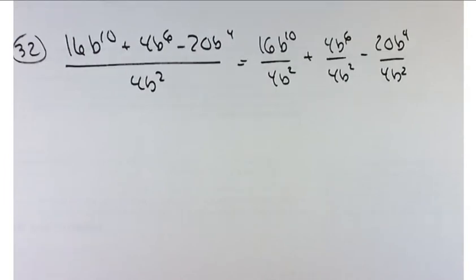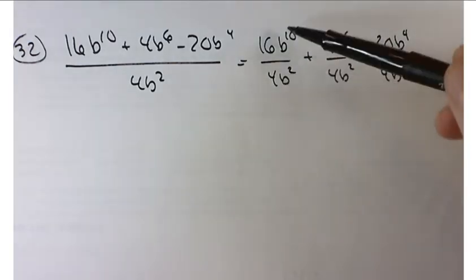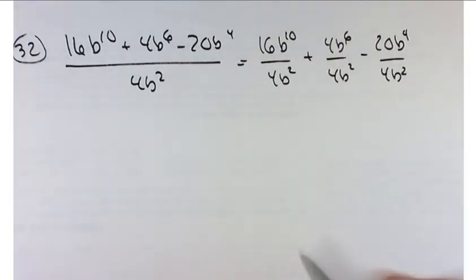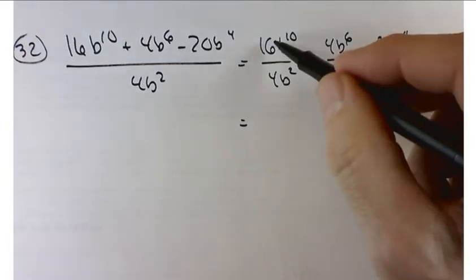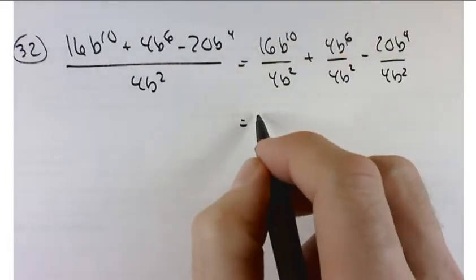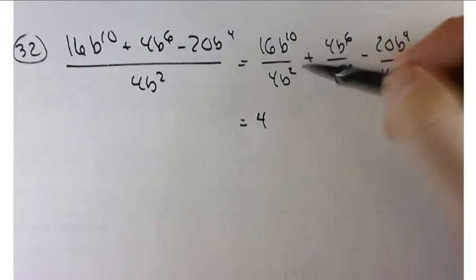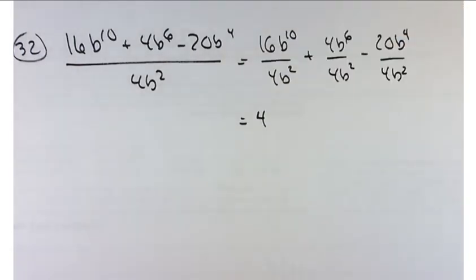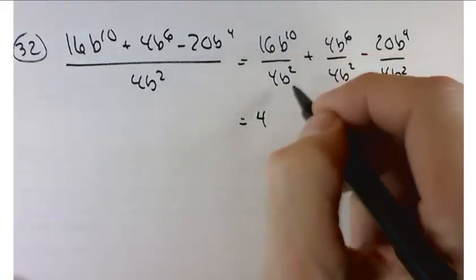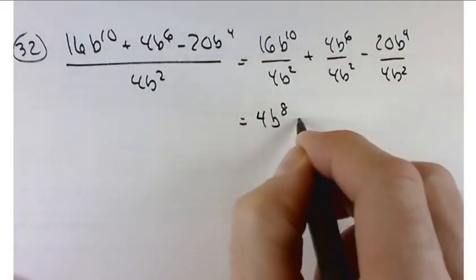Okay, looking good. Let's simplify each one of these now. What's 16 divided by 4? 4. How about with the exponents? How many b's do I have? 8. Good, because you're subtracting here. 10 minus 2 gives me b to the 8th.